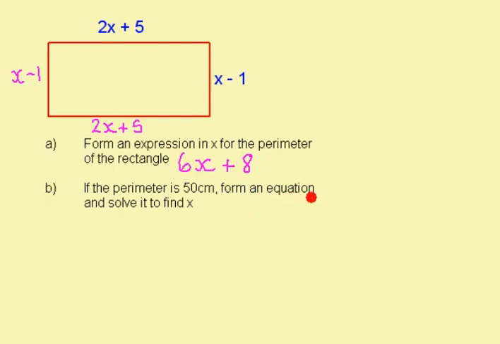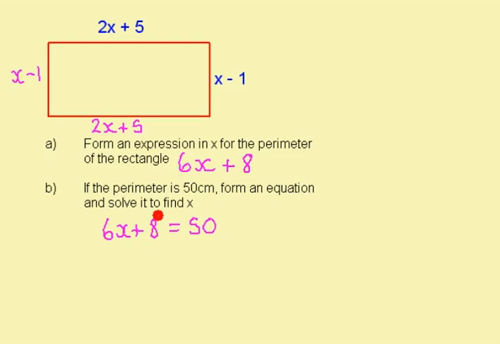In the next part, I have to make an equation. So I'm going to have my expression, and now it says that the perimeter is 50, which means that this must be equal to 50. Then it asks me to solve it. I'm going to use the techniques of float and ping and escalator to solve this equation. If you can't remember how to do these techniques, please watch clip 60.